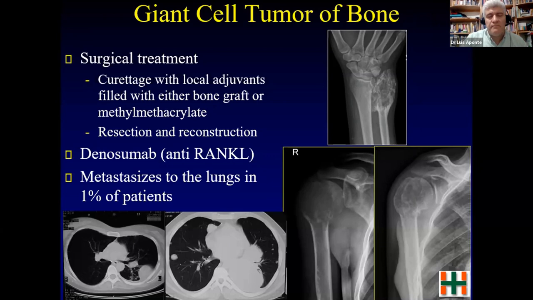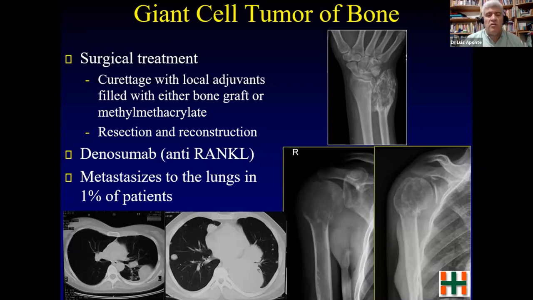It is used in some very non-resectable tumors that are not in the upper extremity, mainly the spine and the pelvis. But nowadays, 10, 15 years ago, we were very happy with denosumab. Now, mostly we just use one or two doses and then we perform the surgery.